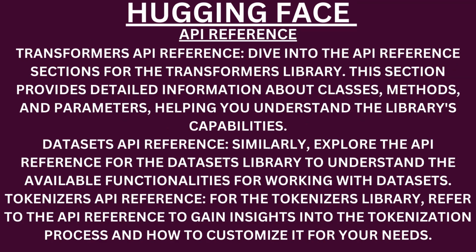Transformers API reference. Dive into the API reference sections for the Transformers library. This section provides detailed information about classes, methods, and parameters, helping you understand the library's capabilities. Datasets API reference. Similarly, explore the API reference for the datasets library to understand the available functionalities for working with datasets. Tokenizers API reference. For the tokenizers library, refer to the API reference to gain insights into the tokenization process and how to customize it for your needs.